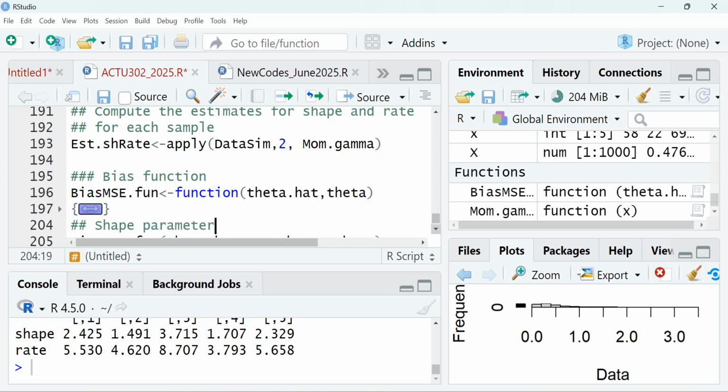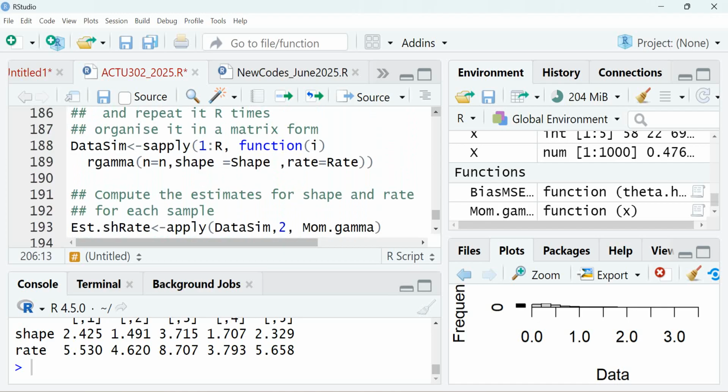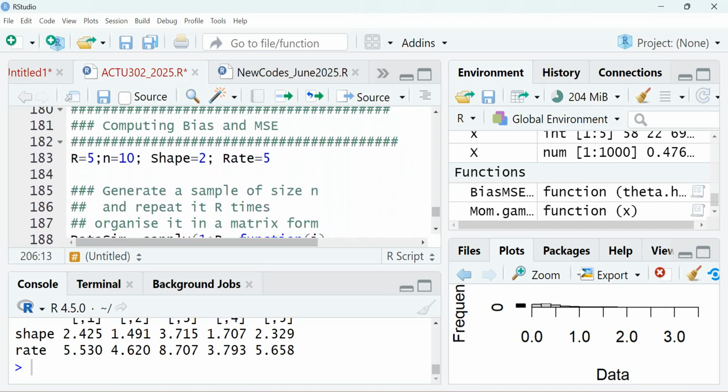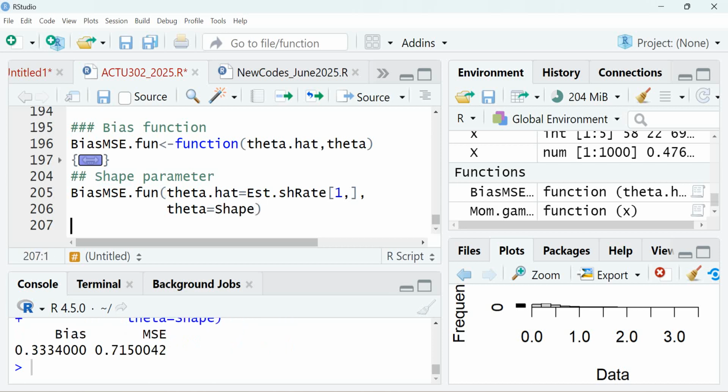If we want to get the shape parameter, then we need to select what? The first row, right? So it will be like that. You remember subscripting? Yeah, that's important. And then theta will be equal to what? Do you remember? Here, what is what? The big shape. Is that okay? Please, are you following? Okay, so we do this. And so the bias is 0.333, MSE is 0.712.